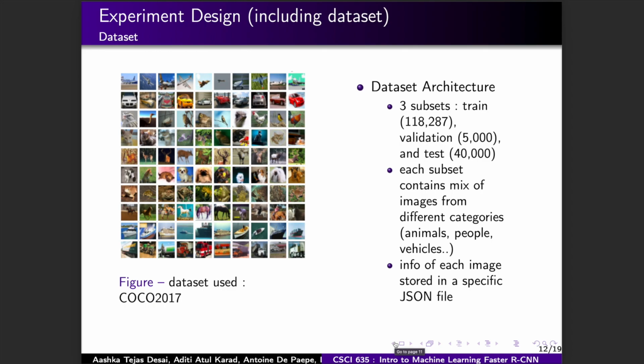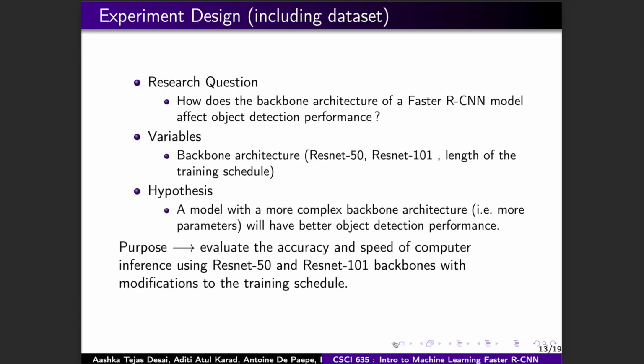For the dataset, we are using the COCO 2017 dataset, which stands for Common Objects in Context dataset. It contains three subsets, that is train, validation and test. Each subset includes images from different categories such as animals, vehicles and people. We use the validation subset in our experiment to evaluate the performance of our object detection model.